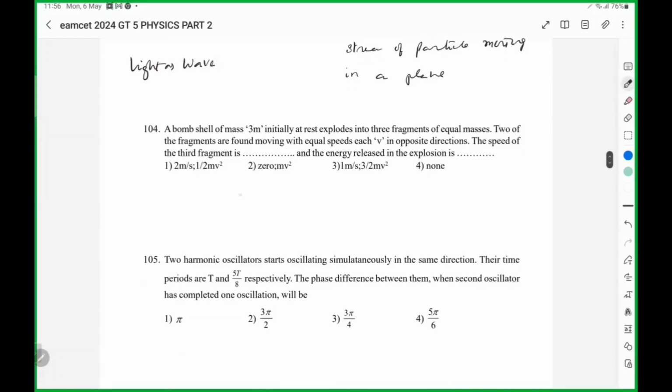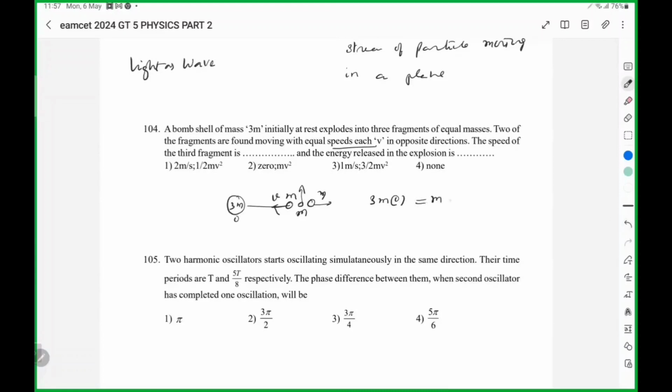A bomb of mass 3M initially at rest explodes into three segments of equal masses, two of the fragments with equal speeds in opposite directions. The other mass, we don't know which direction. Momentum before is 3m into 0, which is 0.